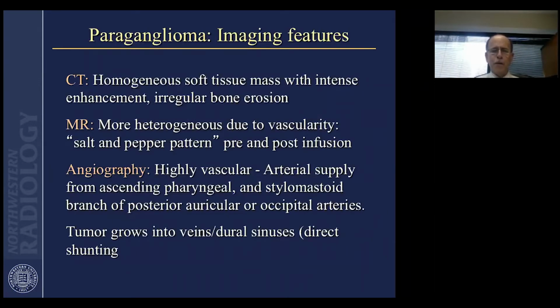Paragangliomas are often homogeneous soft tissue masses and enhance intensely, although they may have a speckled pattern on MR, because you see, in addition to the enhancing tumor, the high flow inside the tumor, or flow voids. So the vascularity of the tumor may cause signal loss on MR, and of course, you don't have that phenomenon on CT.